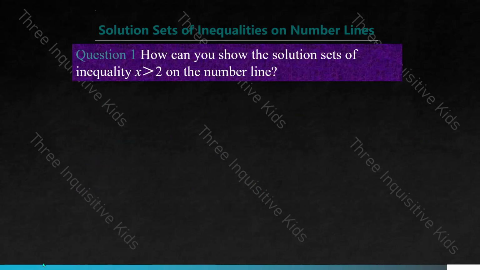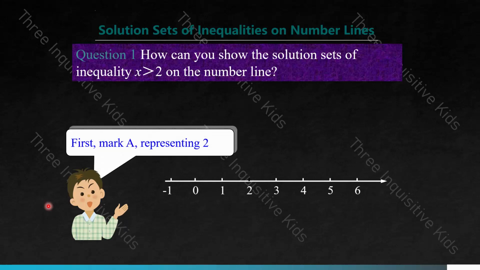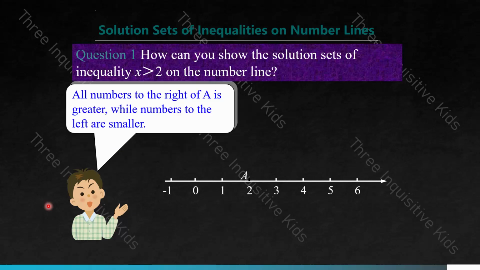Let's continue. Solution sets of inequalities on number lines. How can you show the solution set of the inequality x is greater than 2 on the number line? Well, here is a number line. And our first step is to mark point A, which represents 2. All numbers to the right of A are greater, while numbers to the left are smaller.